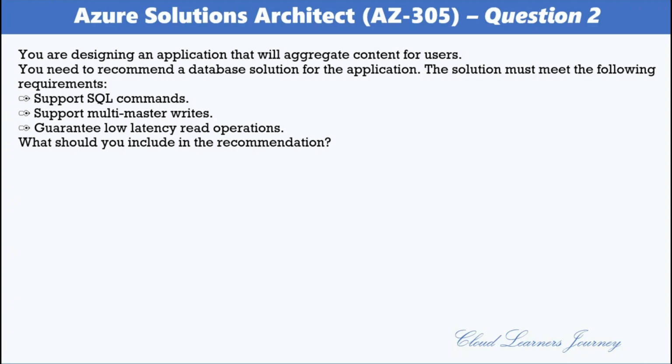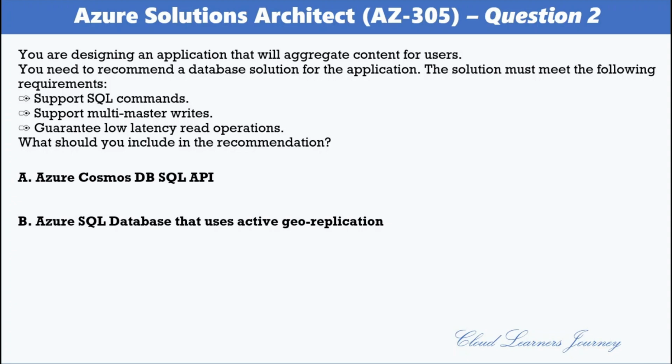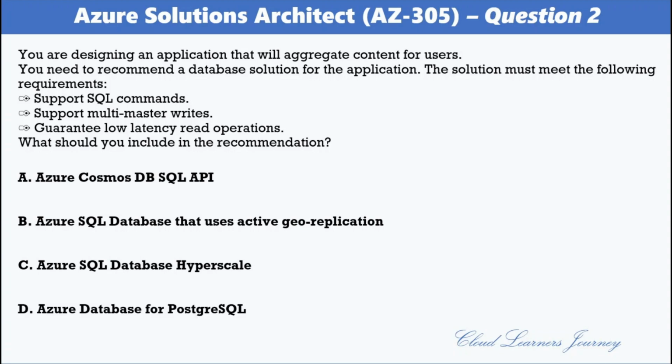And the options are A. Azure Cosmos DB SQL API, B. Azure SQL database that uses active geo-replication, C. Azure SQL database hyperscale, D. Azure database for PostgreSQL. And correct answer is A. Azure Cosmos DB SQL API.